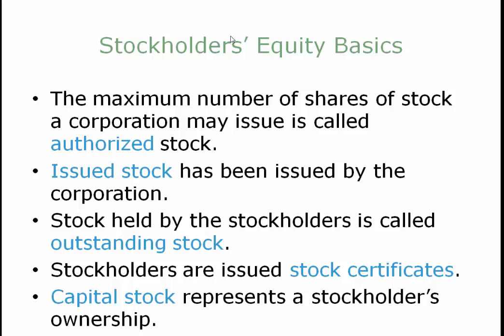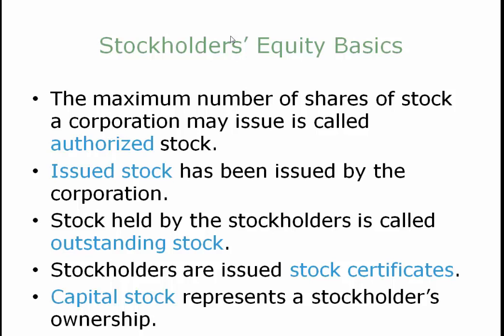And authorized stock shares tells you how many shares of stock that the company can issue. So maybe they're authorized 100,000. Maybe they only issue 20,000 shares of stock. So typically, and always actually, the number of issued shares is going to be less than or equal to the number of authorized shares of stock. And then the outstanding is only the shares that stockholders hold.